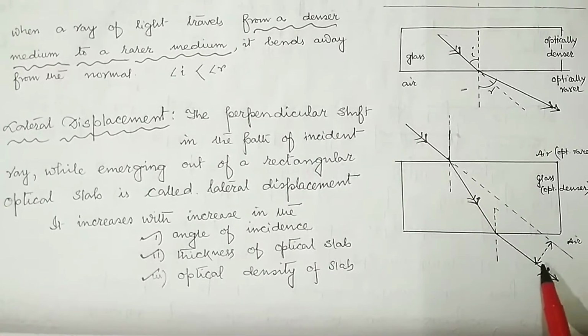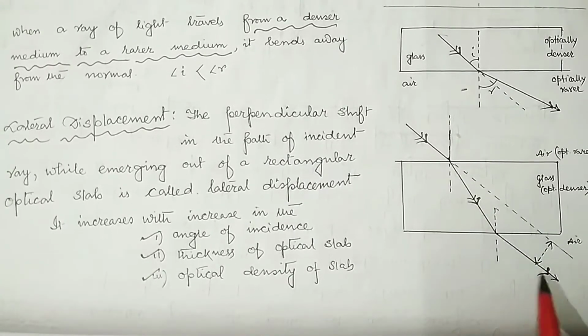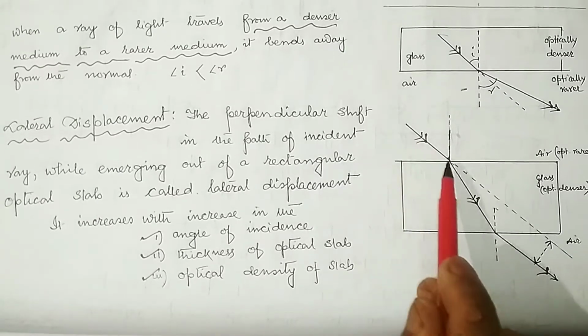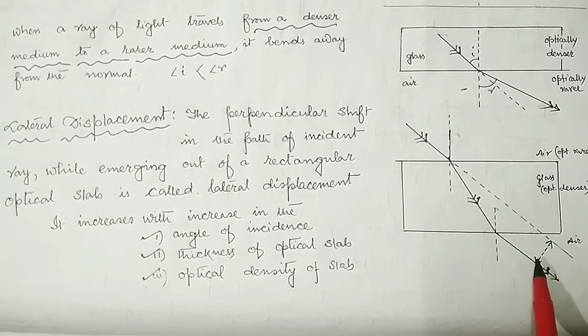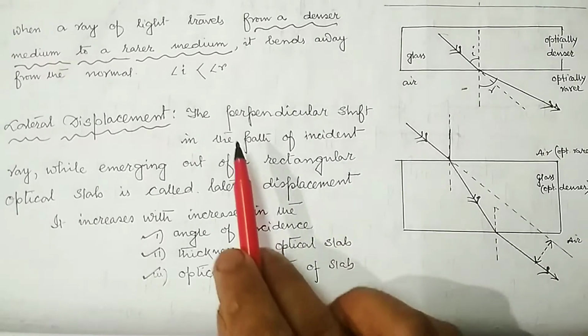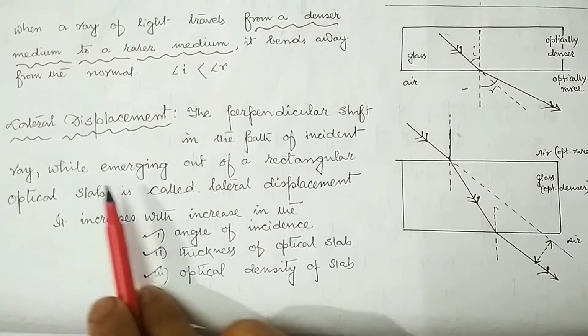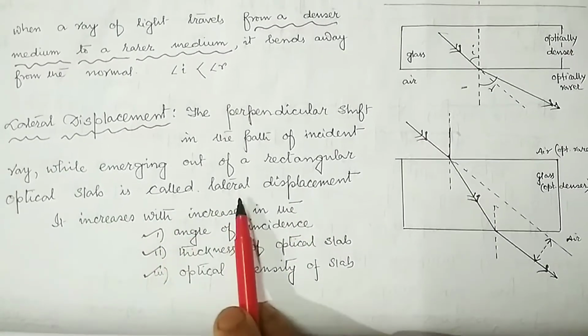The perpendicular distance between the direction of the incident ray and the emergent ray is called lateral displacement. Definition-wise, we can say the perpendicular shift in the path of the incident ray while emerging out of a rectangular optical slab is called lateral displacement.